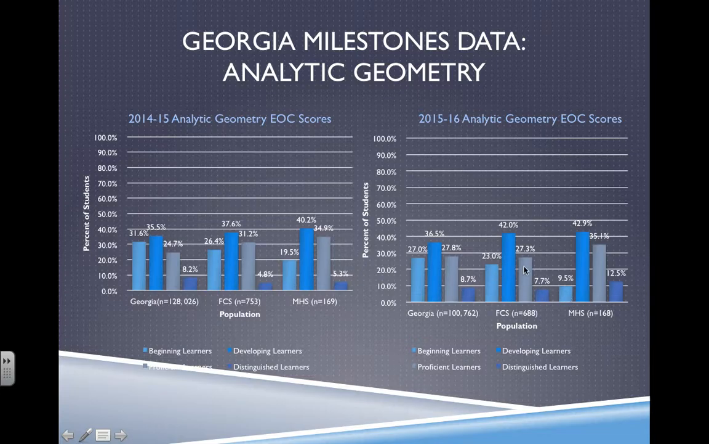And as you compare across the county and the state, we are above the state and the county in proficient, above the state and the county in meets, or in distinguished, excuse me. In 2014-15, we were above the county in proficient and above the state, and we were above the county in distinguished, but a little bit below the state.